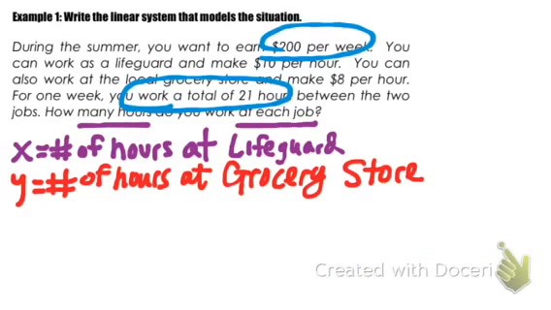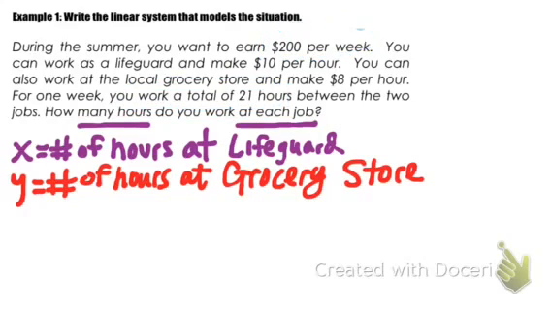So knowing our two situations, let's work on one of the situations at a time. So equation number one, we know that we want to earn $200 per week. That's key. So then how are we going to make that $200? Well, we know that we work at two jobs, as a lifeguard and at the local grocery store.